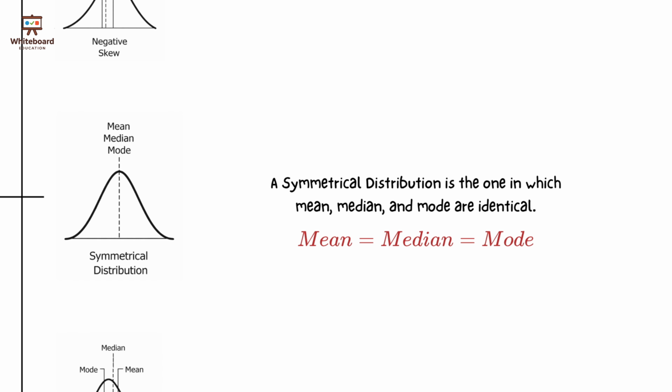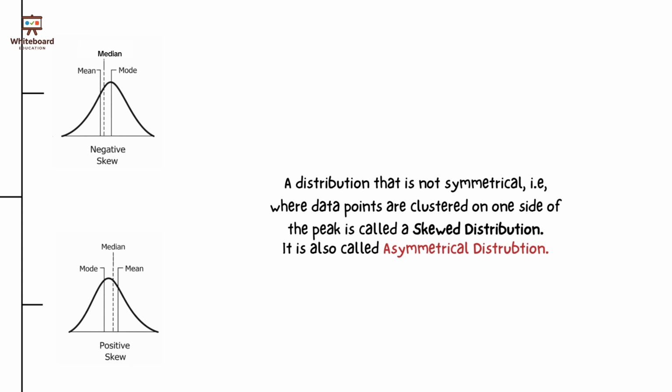Next, is a distribution that is not symmetrical, i.e., where data points are clustered on one side of the peak. This type of distribution is called a skewed distribution. It is also called asymmetrical distribution, and there are two types. Positively and negatively skewed distribution.